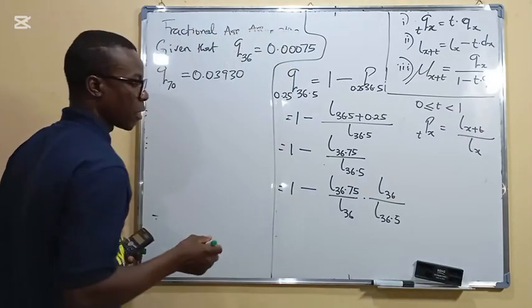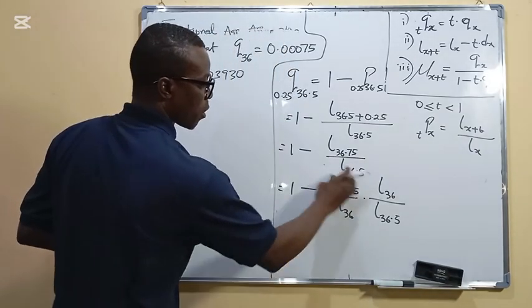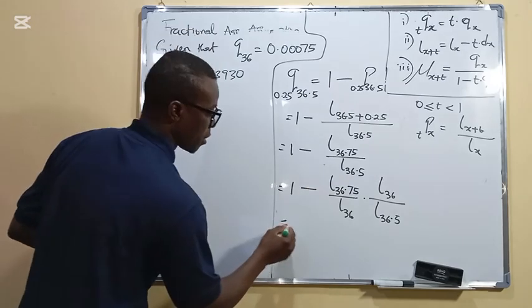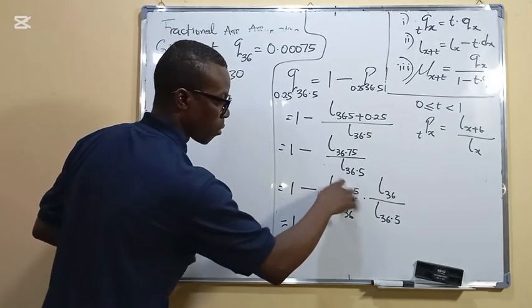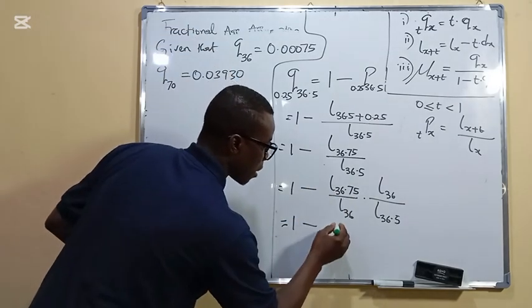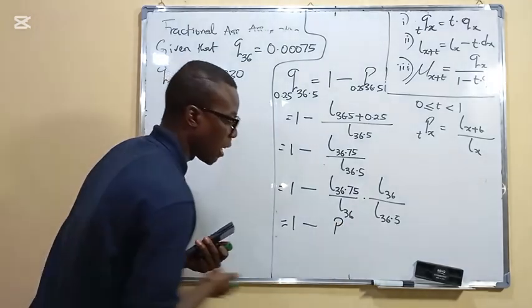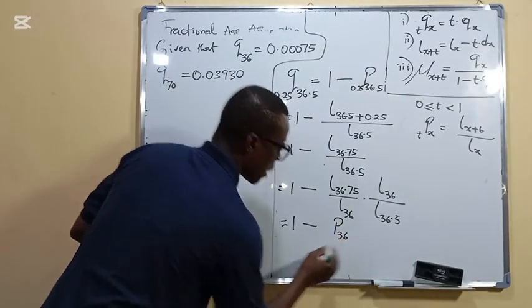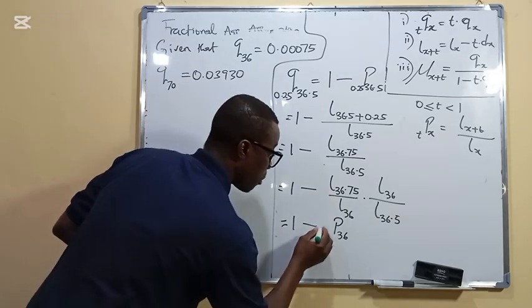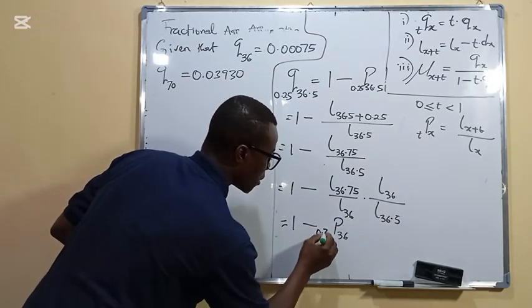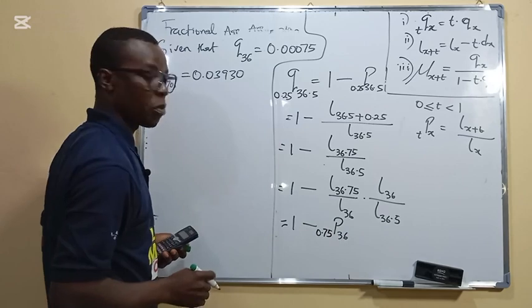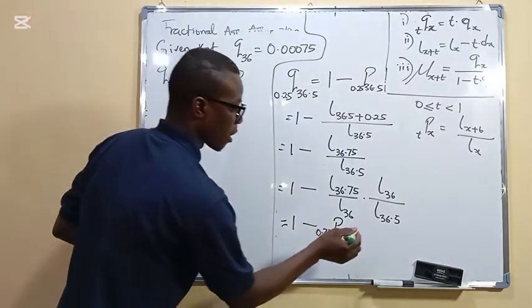So now, what does this simply mean? It means 1 minus, when we have this, I can say this is the same as saying the probability that a life aged 36 will survive beyond age 36.75. That's 0.75. This is exactly what I have.